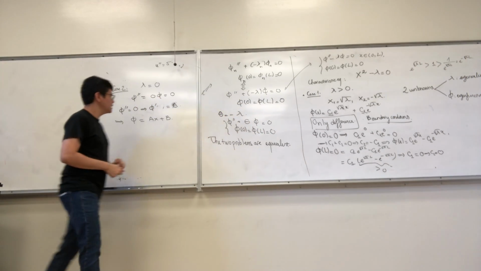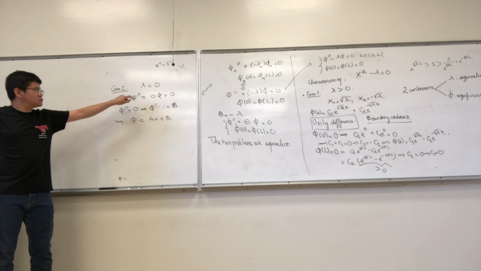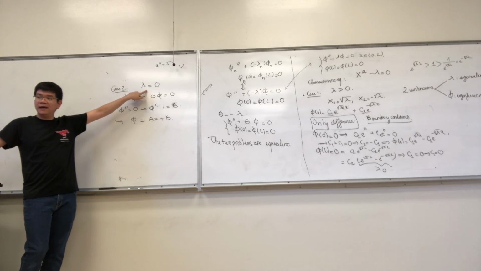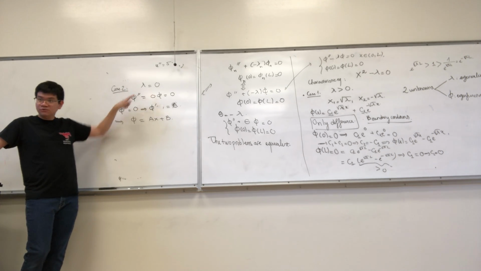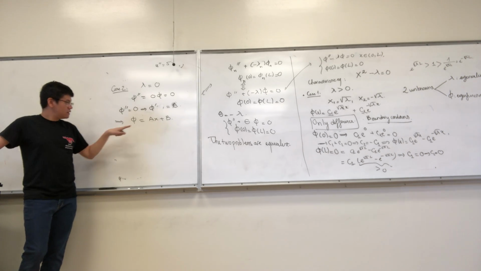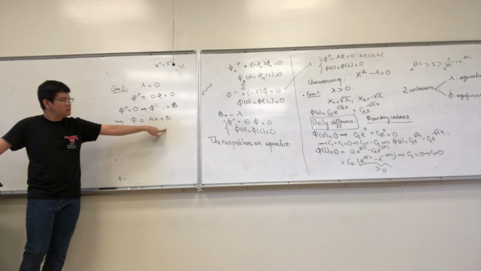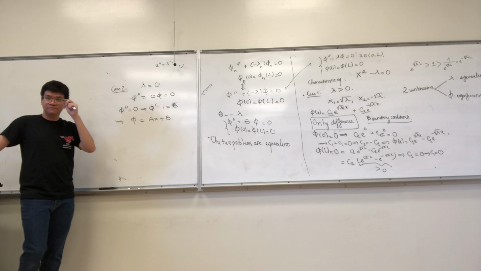All right? It's clear? Now, the case number 2. Lambda is 0. When lambda is 0, you have ax plus b. For this solution, what should I do?